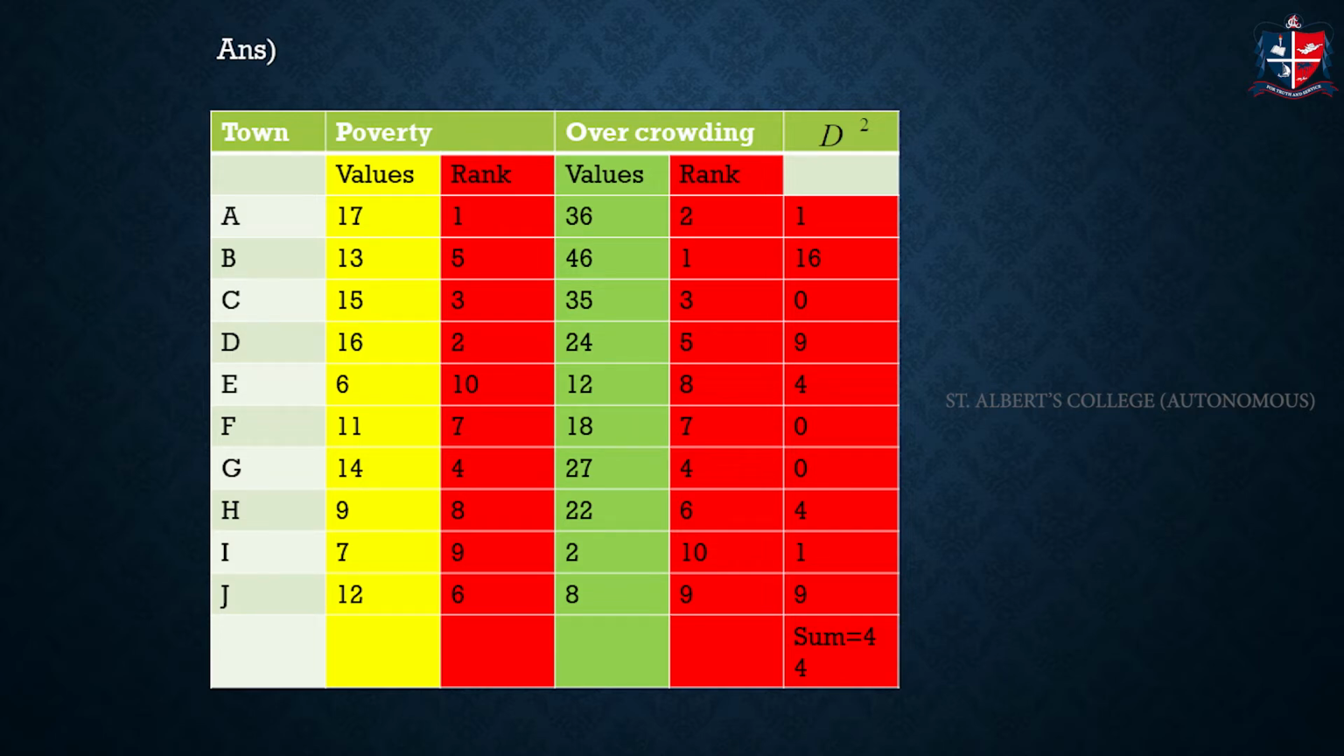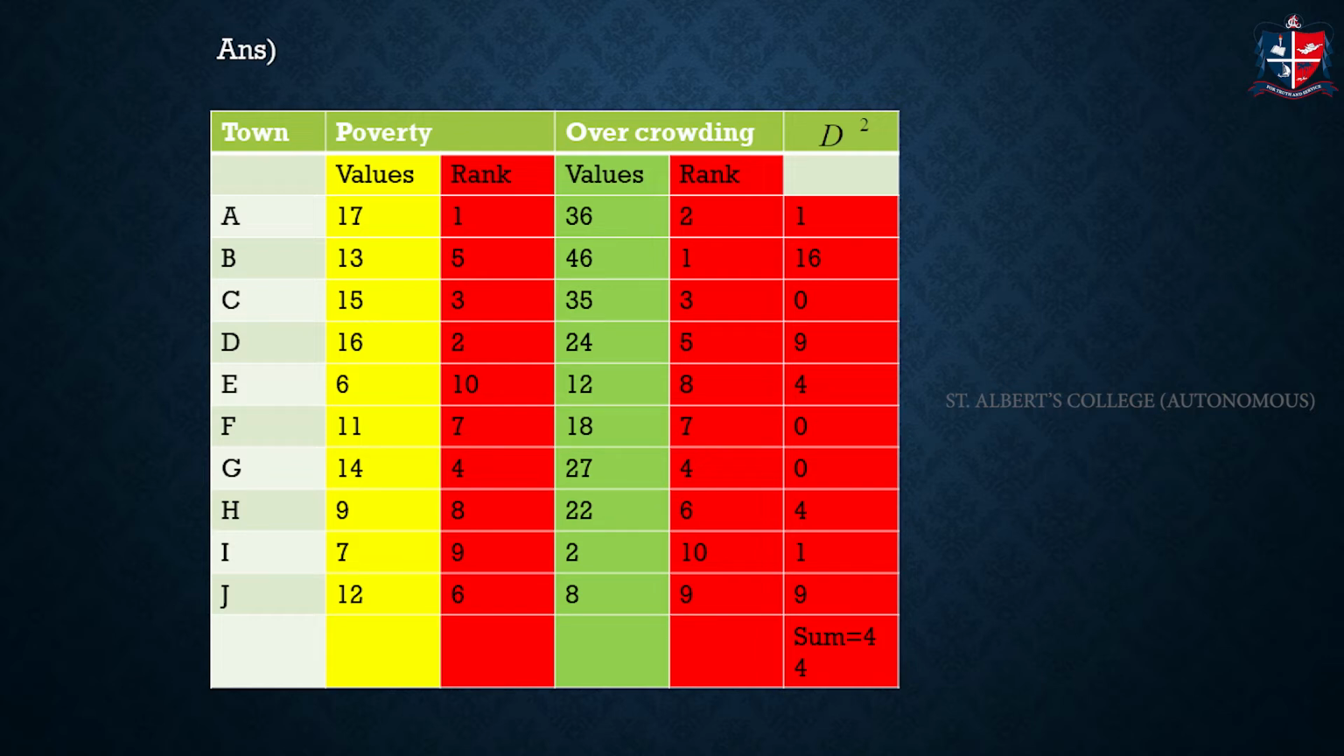Then in the red color I have highlighted the rank of the particular data. So I gave the rank in such a pattern that for the highest value I give the first rank, for the second highest value the second rank, and for the third highest value the third rank. So it will be going like this.